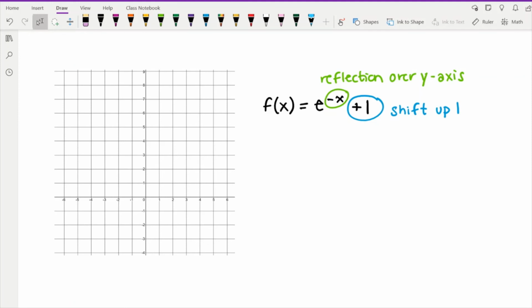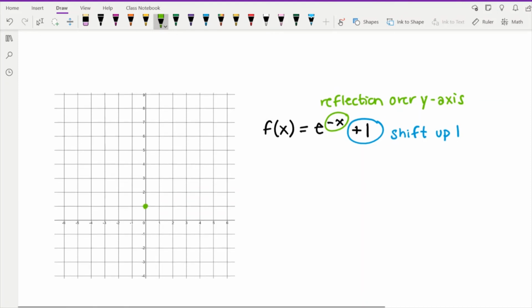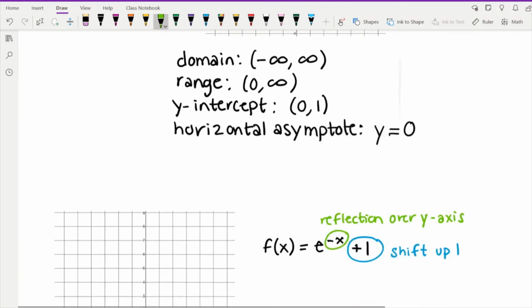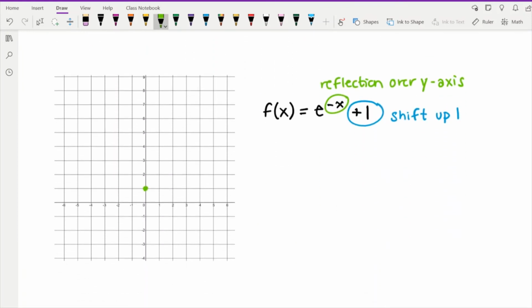Okay, so first thing we're doing is reflecting the graph over the y-axis. So let's do this in steps. Let's start by doing the reflection over the y-axis. When we reflect over the y-axis, the point that was at (0, 1) is still going to be there, right? It's not going to change. The point that was originally at (1, e) is now going to be at (-1, e). So it's going to be somewhere like this.